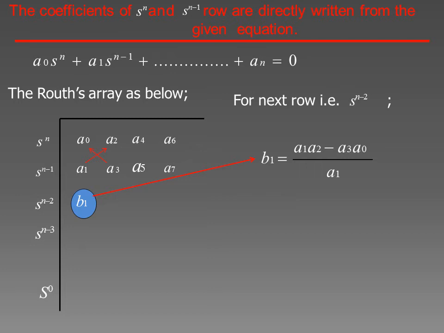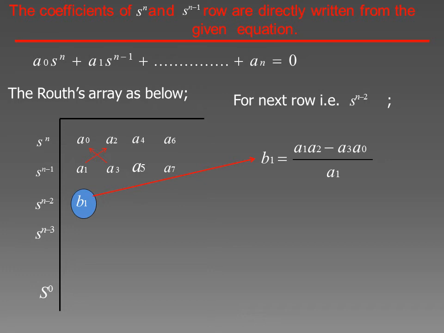See how to create the roots array. Consider the coefficients of s raised to n and s raised to n minus 1. So the coefficient of s raised to n is a0 and the coefficient of s raised to n minus 1 is a1. For creating the array, you have to create the structure like this, and first you have to write down s powers to the left side of it. So we have written like this: s raised to n, s raised to n minus 1, s raised to n minus 2, s raised to n minus 3 up to s raised to 0.